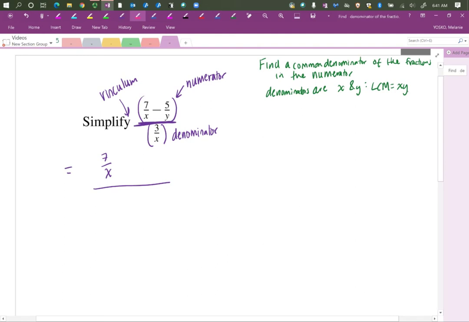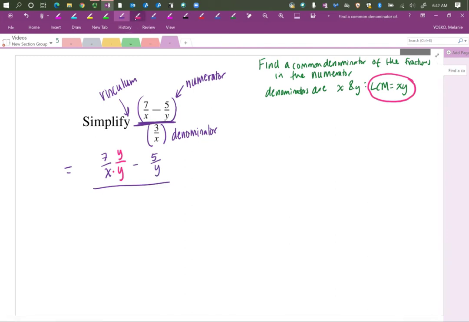So I would like this least common multiple, this x times y, to be my denominator. So the piece that's missing, the term that's missing in my product is a y. If I multiply the denominator by y, I better multiply the numerator by y. That way I'm multiplying by the number 1. And then I'm going to do the same thing with the next piece. This is negative 5 over y. I need the least common multiple again to be x times y.